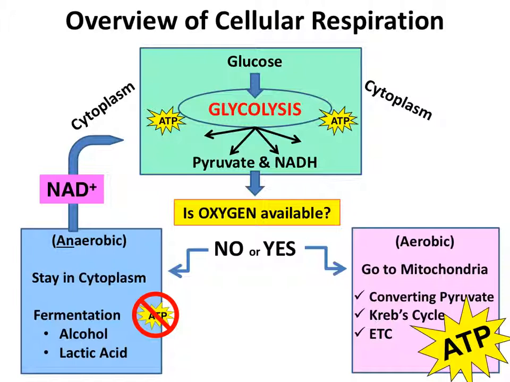However, sometimes oxygen is not readily available. In this case, pyruvate and NADH will stay in the cytoplasm and finish out fermentation, which is a form of anaerobic respiration. And there are 2 types, alcohol fermentation and lactic acid fermentation, depending on the kind of organism you are. The benefit of this pathway is not to produce ATP, because it doesn't. What it does do is it provides NAD positive so that glycolysis can continue making a little bit of ATP until more oxygen is available.